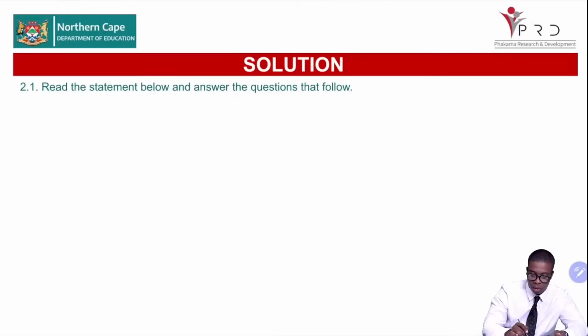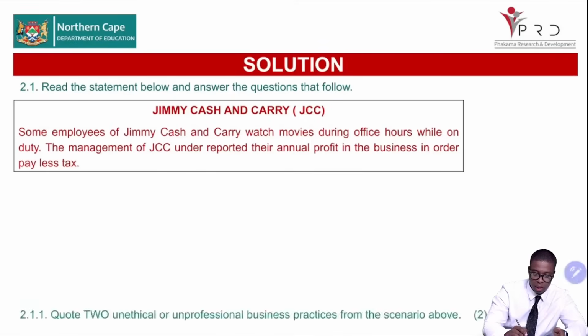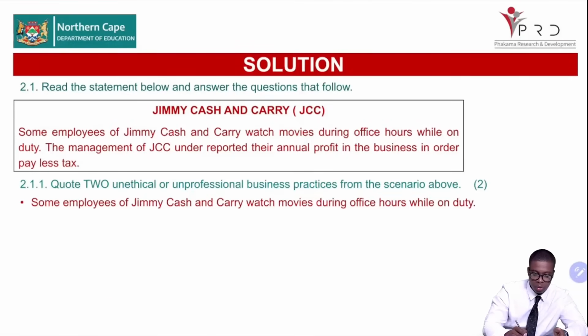So now, because of the analysis we have done in the scenario, we will check how you were expected to quote and what you were expected to quote. You were expected to quote the first sentence up to the full stop, when it said some employees of Jimmy Cash and Carry watch movies during office hours while they are on duty, 1 mark. You don't only focus on the key point, which is watching movies, but you quote the entire sentence from where it starts to the first full stop.